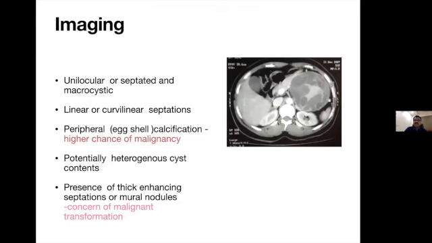If you have a lesion more than 5 centimeters showing a peripheral calcification, the chances of harboring an aggressive behavior or a malignancy is very high. So with potentially heterogeneous cyst contents and the presence of thick enhancing mural nodules, one has to consider the possibility of a malignant mucinous cystic neoplasm.